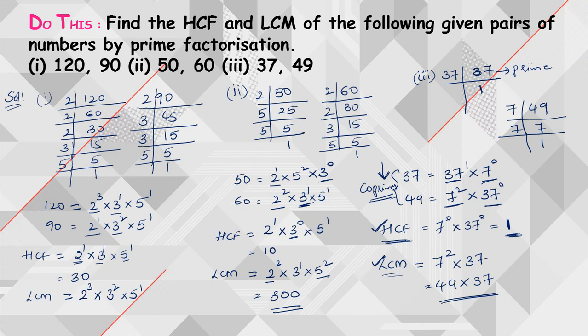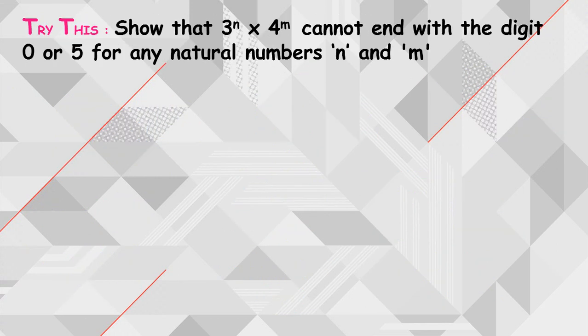Right, let us see one more example. Try this problem, in your textbook it is given in Try This. Show that 3 power n into 4 power m cannot end with the digit 0 or 5 for any natural number. What has been given? 3 power n into 4 power m. If you observe carefully, 4 I can write as 2 square, whole power m. Again, this I can write as 3 power n into 2 power 2m.